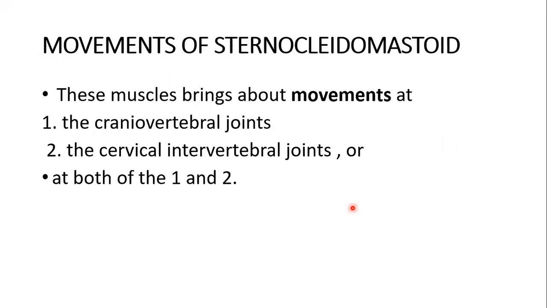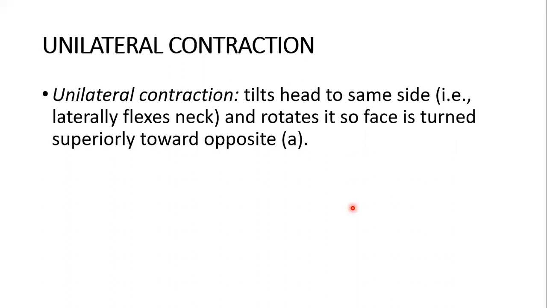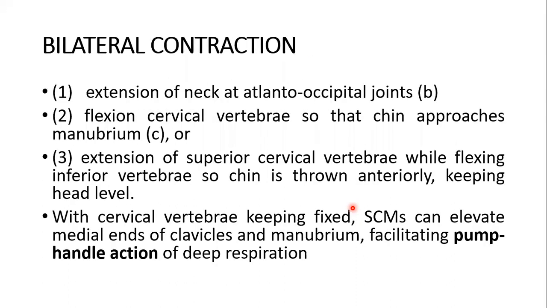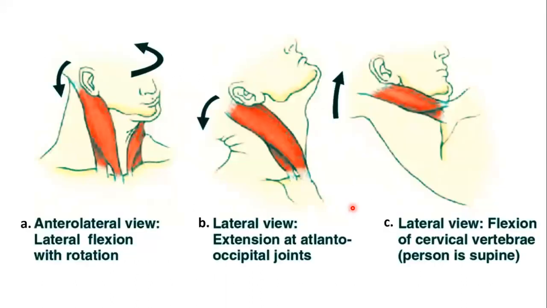So what are the movements caused by the sternocleidomastoid? These movements, of course, occur at the craniovertebral joints, the joints between the vertebra and the cranium, and the cervical intervertebral joints. What does unilateral contraction bring about, and what does bilateral contraction bring about? Two different things. So look at this diagram.